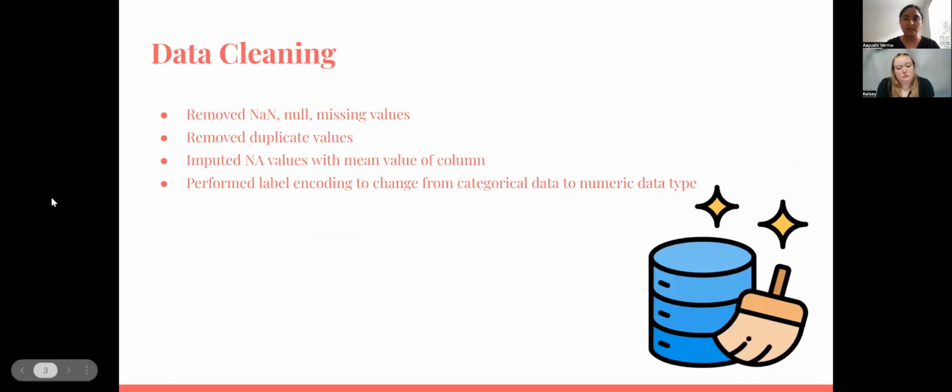So we downloaded this data. It was a comma-separated value file, a CSV file, and we read it into Python using a pandas data frame. And for the data cleaning process, we removed NaN, which is not a number, values, null values, missing values. We removed duplicate rows and duplicate values. We imputed the NA values using the mean value of the column just to fill in those blanks. And finally, to prepare for the machine learning process, we performed some label encoding to change the categorical data to a numerical data type.